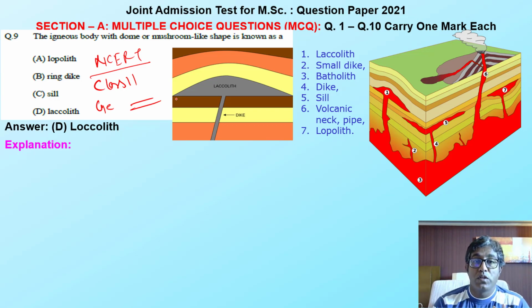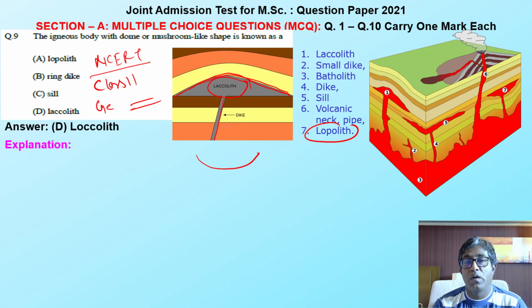If I need to solve this question, it has a convex-up shape, a dome shape feature like this one. If I have a cup shape feature, a basin or cup shape, I can call it a lopolith. But if it is a dome shape, I call it a laccolith. If I have nearly vertical lines, I call it a dike. If it is horizontal, I call it a sill. Then we have a batholith and a small dike like this one.